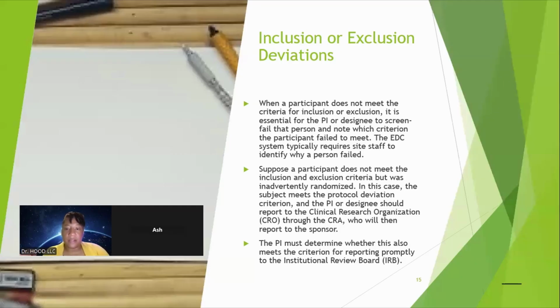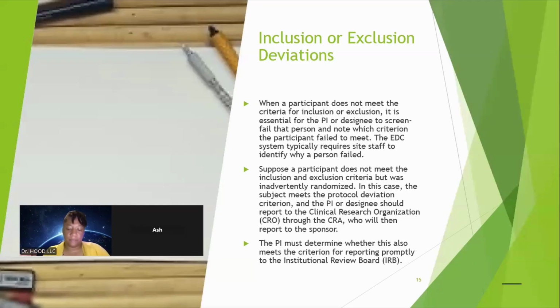And the PI must determine whether this also meets the criterion for reporting to the IRB. So more than likely, this does fall under every IRB's reportable findings, but it's always important to familiarize yourself with the IRB that your site is using, and move forward based on that information. Anything you want to add or any questions?